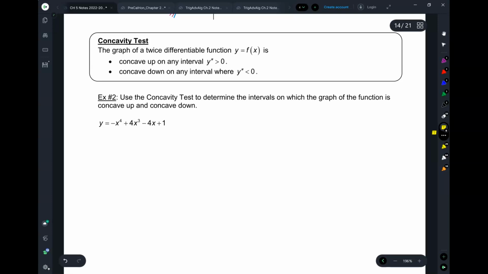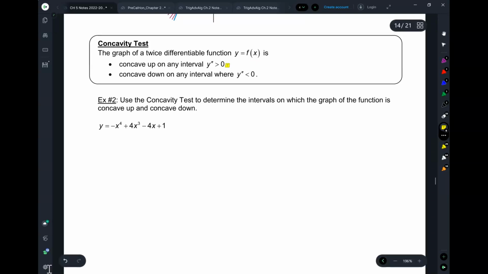So, how do we figure out concavity? Until now we've been dealing with the first derivative. Take the derivative, do the sign chart, positive, negative. Same exact deal, but now we're going to look at the second derivative. If the second derivative is positive, it's concave up. If the second derivative is negative, it's concave down.